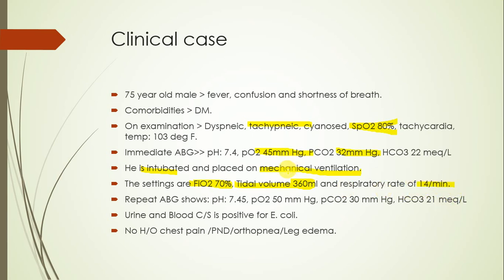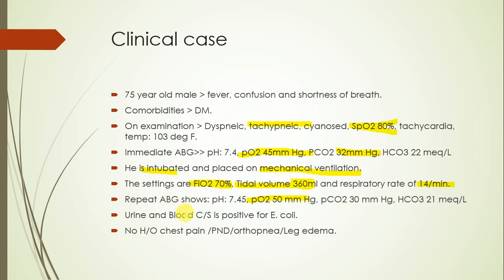The repeat ABG shows minimal improvement. The partial pressure of oxygen only increased by 5, and is now 50 millimeters of mercury. It means the patient is still in respiratory failure. You can say the patient did not respond to mechanical ventilation as we expected. It means the patient is refractory to oxygen therapy.